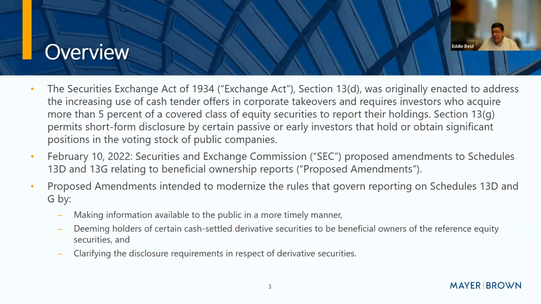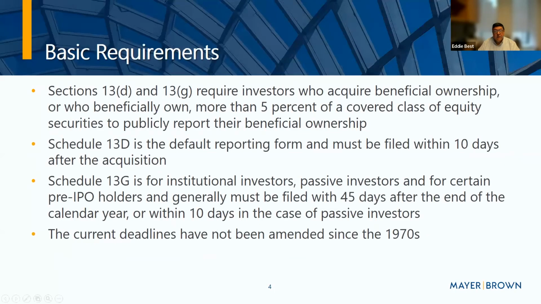Last month, the SEC proposed amendments to modernize Schedules 13D and 13G and the rules relating to beneficial ownership reports by making information available to the public in a more timely manner, deeming holders of certain cash-settled derivative securities to be beneficial owners of the relevant underlying security, and clarifying the disclosure requirements in respect of derivative securities. Next page, please. Next slide, please.